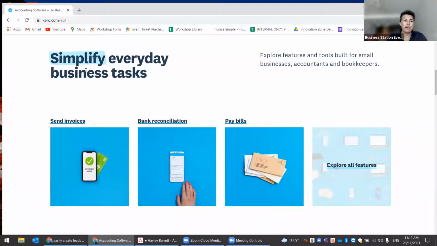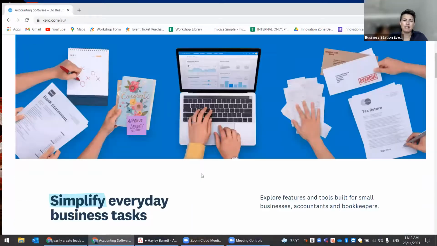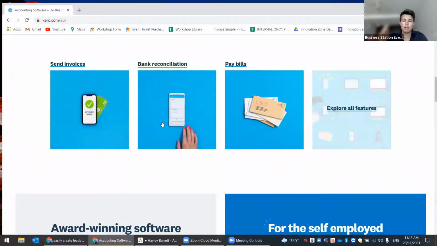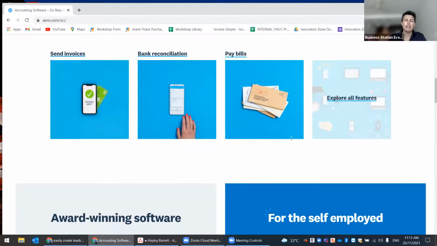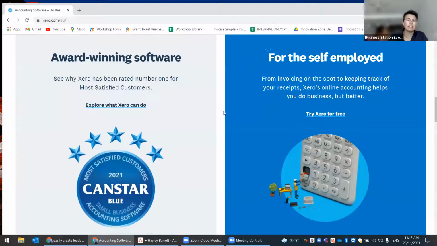So as I scroll down the page, because I'm still not sure if I do want to try Xero for free, or if I want to look at the plans yet, I can go and learn more about what it actually does. So this is the engage stage, right? It gives me that little bit more information. I can send invoices, reconcile, pay my bills. Yeah, it does all of that. Here's a little bit of advocacy around why it's awesome. They've won awards, so that's good to know. They must be pretty good if they're winning awards.